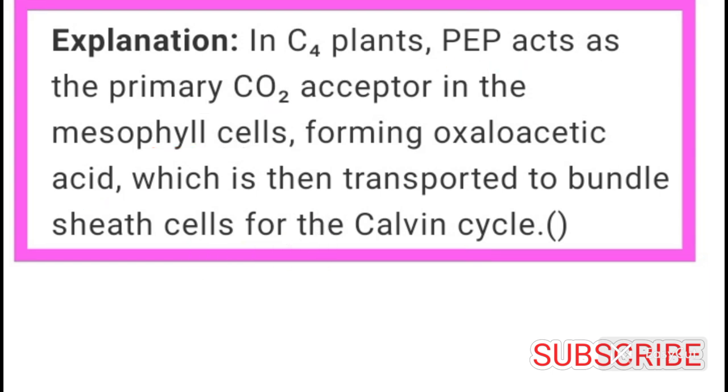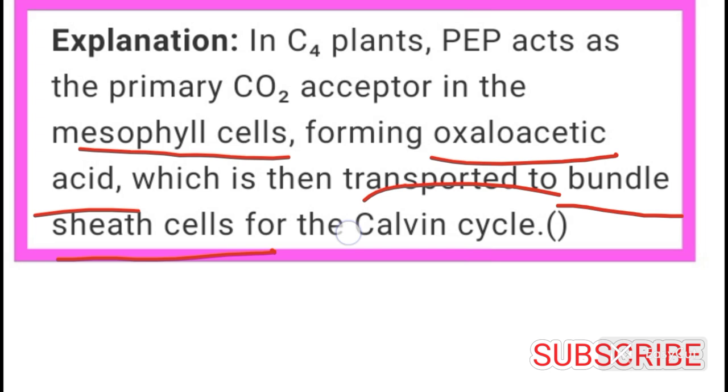So in case of C4 plants, phosphoenol pyruvate प्राइमरी CO2 एक्सेप्टर होता है मीजोफिल सेल्स में. ठीक है, और क्या बनाता है? ऑक्सैलोएसिटिक एसिड फॉर्म करता है. फिर ऑक्सैलोएसिटिक एसिड ट्रांसपोर्ट हो जाता है बंडल शीथ सेल्स में और कैल्विन साइकिल में पार्ट लेता है.